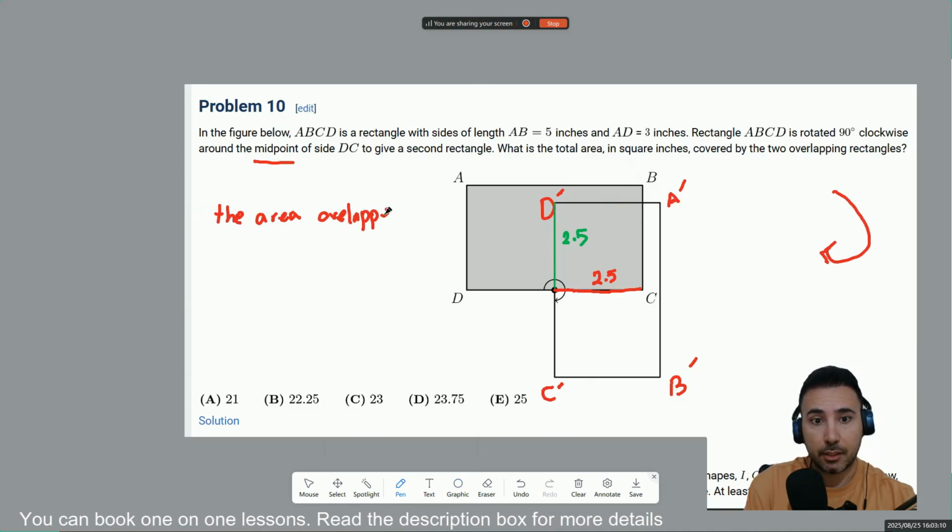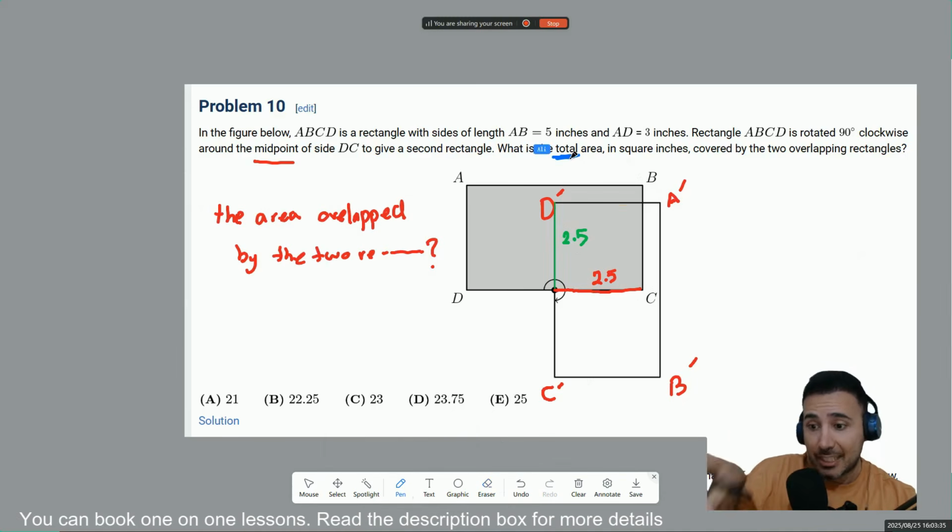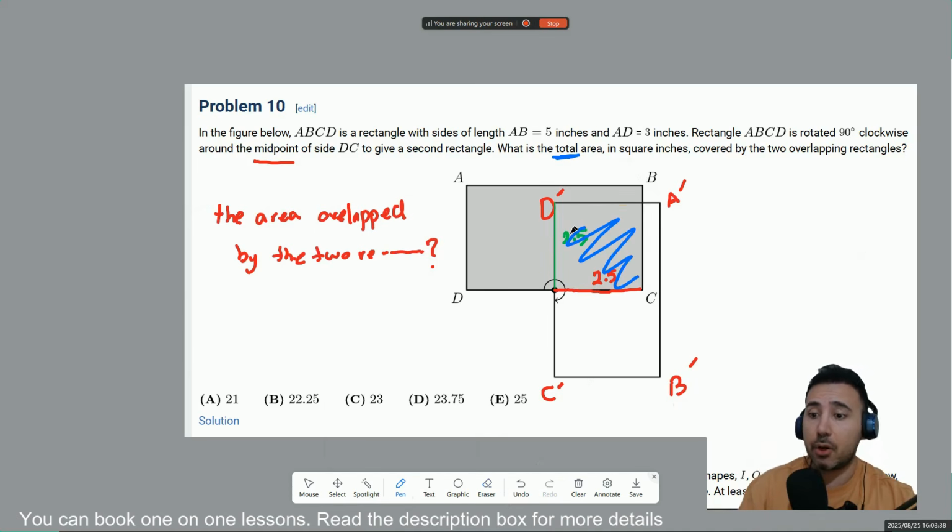Overlapped by the two rectangles, right? That's how they would actually word the problem. If they say this, they're looking for this part. But that's not what they say. What they say is, what is the total area? First of all, total. Total means add this part to this part. If it's only one part, then there is no reason for them to say total. So what is the total area in square inches covered by the two overlapping rectangles?